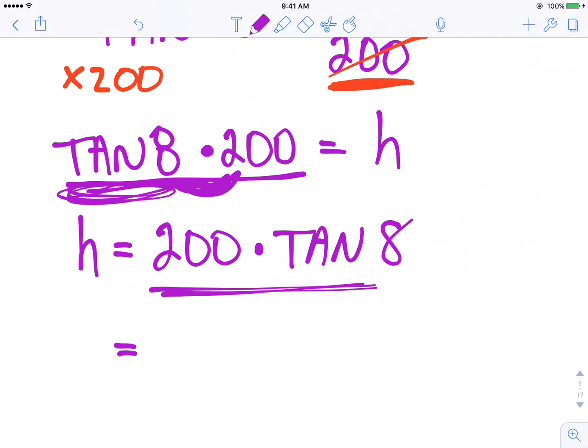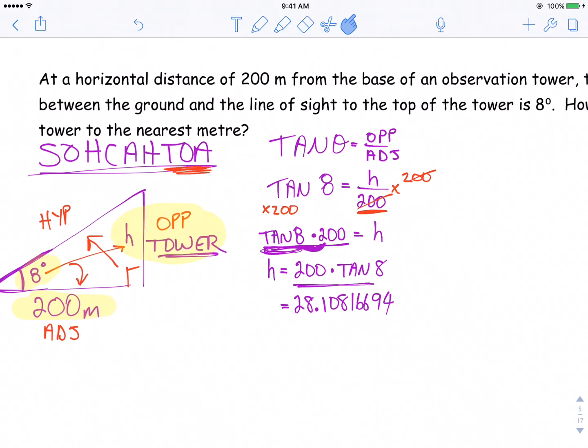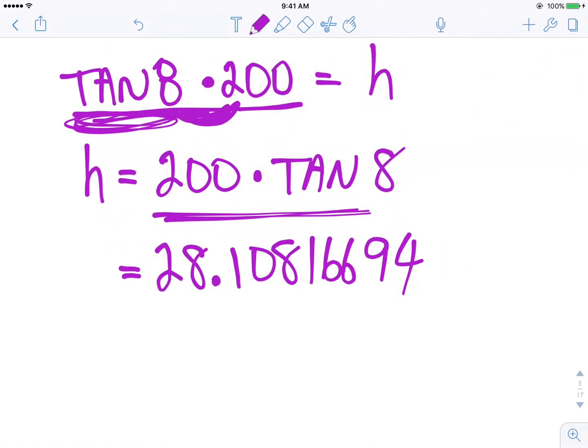So now you take out your handy dandy calculator and you go 200 times the tangent of 8 degrees should give you a measurement of 28.10816694. I believe the question said to the nearest meter, so in this case, 28 meters.